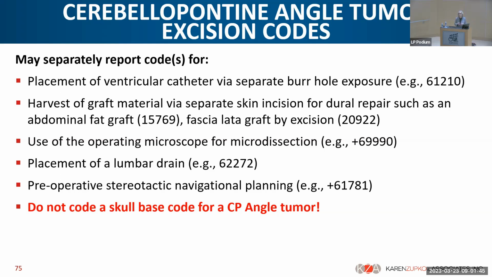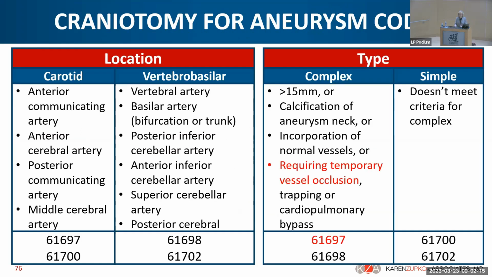Anytime you put a ventricular catheter in a cranial procedure, if you put it in the same exposure, it's not separately billable. That's what you do to decompress the brain in your craniotomy exposure. If you have to go to a separate location, do a new burr hole, place a ventricular catheter in a separate burr hole, then you get to bill it separately because you had to do a separate incision to place that ventricular catheter. So all these things can be separately billable in a cranial procedure.